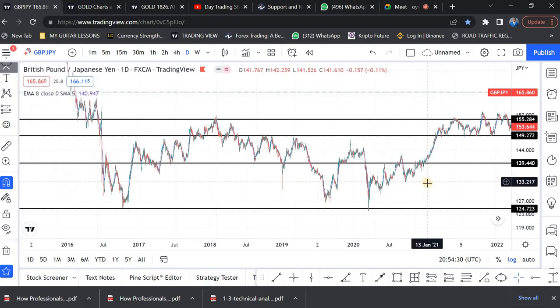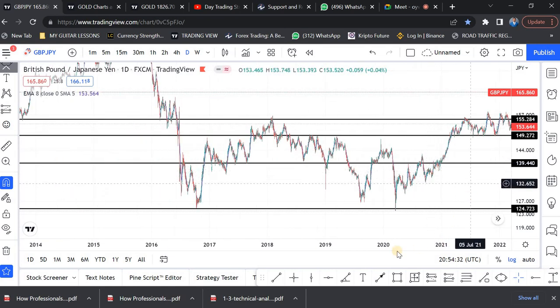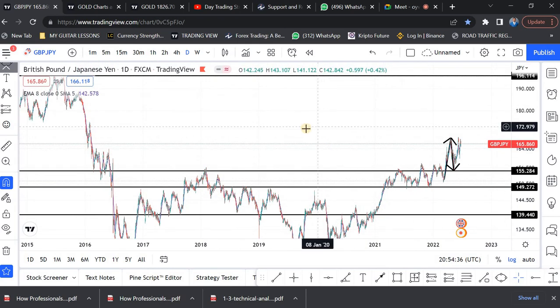Okay, so kindly take note of how to draw your support and resistance on the chart. This is one of the areas. This is what we actually use to trade, and this is one of the technical analysis tools that we use in trading.